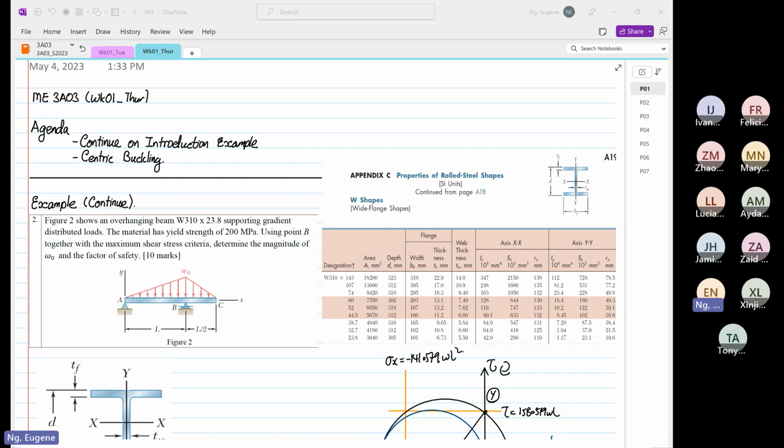I'm going to continue on the introduction example, and why I'm doing this introduction example is to highlight to you at the end of this course what the expectations are, what you should be capable of, so you can see the overall scope of the course. And then after that, we're going to start on a new topic. I hope to start on centric buckling.